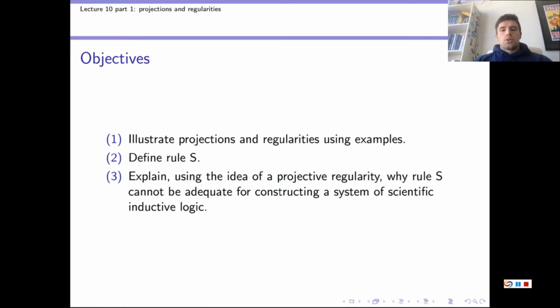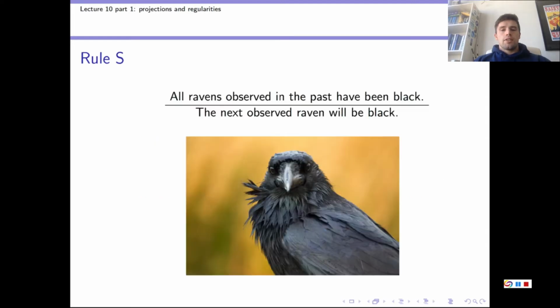So we're going to talk now for the next 3 lecture videos about the problem of constructing a system of scientific inductive logic. This lecture will be a bit shorter than the other 2, and in this one we'll introduce these things called regularities and projections, which we'll take forward into the following 2 lectures. So consider the following argument. It says all ravens observed in the past have been black, therefore the next observed raven will be black.